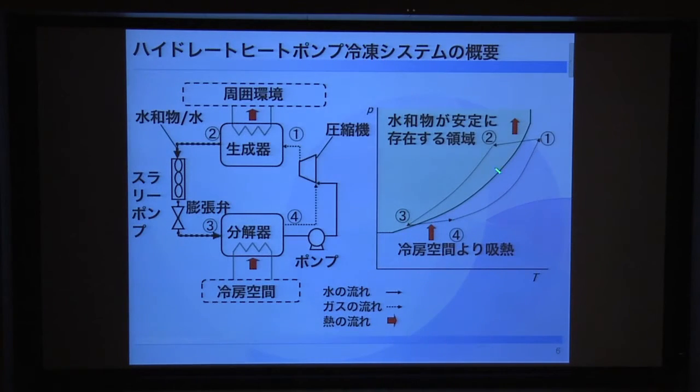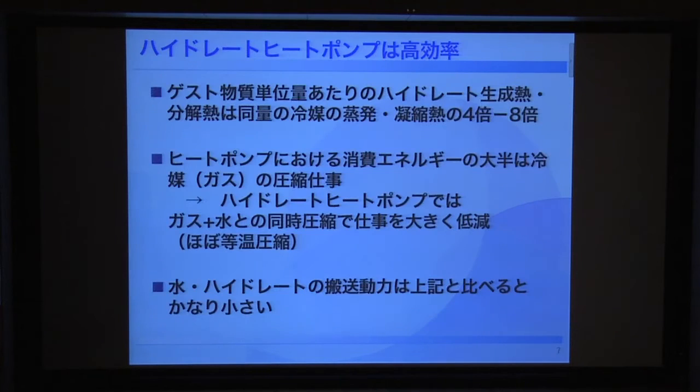If you look at the state diagram, at high pressure, high temperature, we generate the hydrate, and then this cycle will be repeated to discard heat in the hot area and continue to cool the cool area of the building.